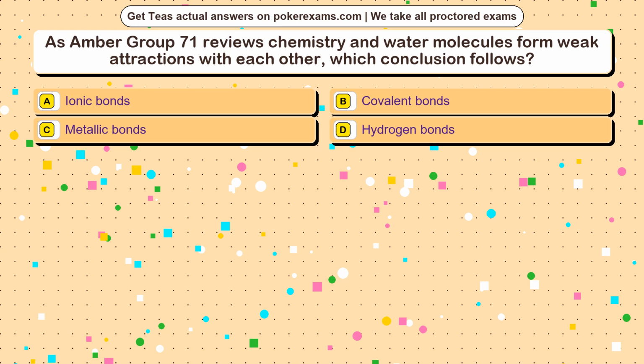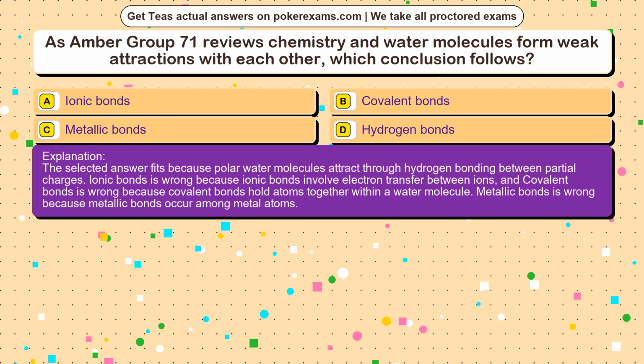The correct answer is option. The selected answer fits because polar water molecules attract through hydrogen bonding between partial charges. Ionic bonds is wrong because ionic bonds involve electron transfer between ions, and covalent bonds is wrong because covalent bonds hold atoms together within a water molecule. Metallic bonds is wrong because metallic bonds occur among metal atoms.